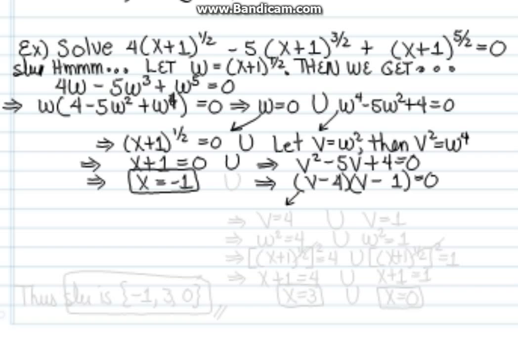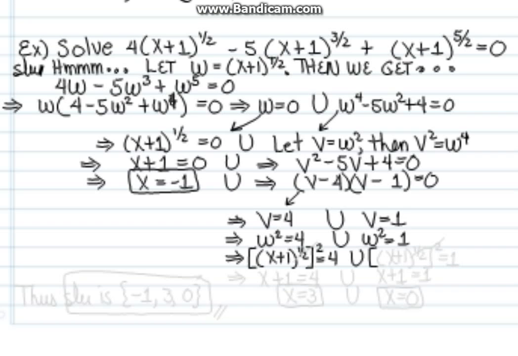Set each of the little factors equal to 0. We're unioning all these solutions together, by the way, with the union symbol. We get v = 4, union together with v = 1. Now go back to what v is equal to. v was equal to w squared. Okay, so we've got w^2 = 4 and 1. Now, go back to the original variable. The value for w is (x+1)^(1/2), and we're going to square that equals 4, and ((x+1)^(1/2))^2 = 1.